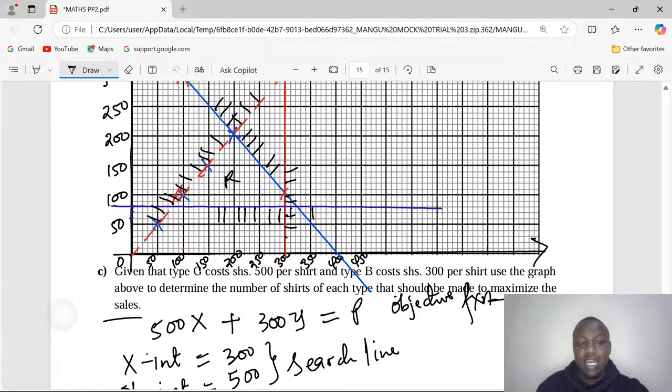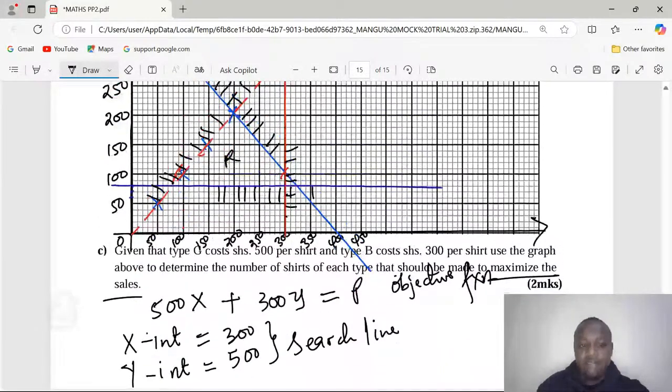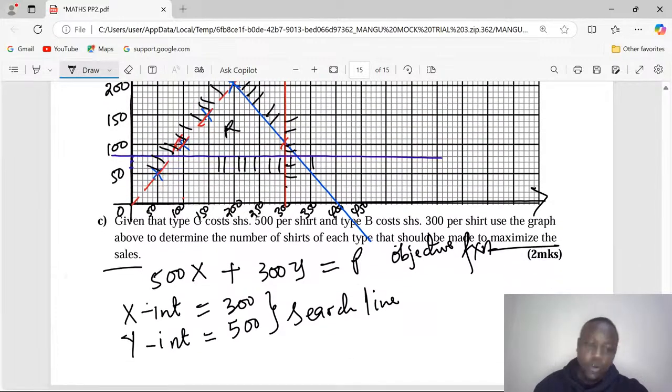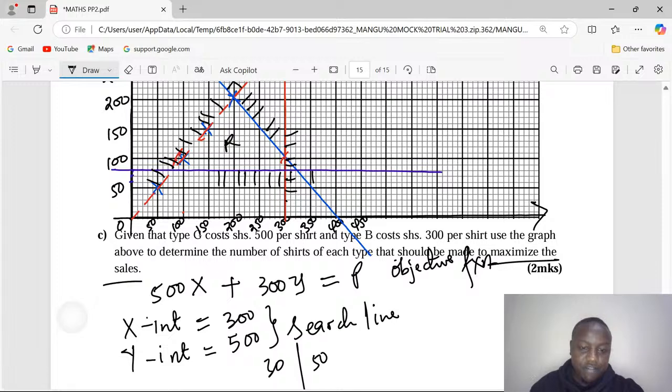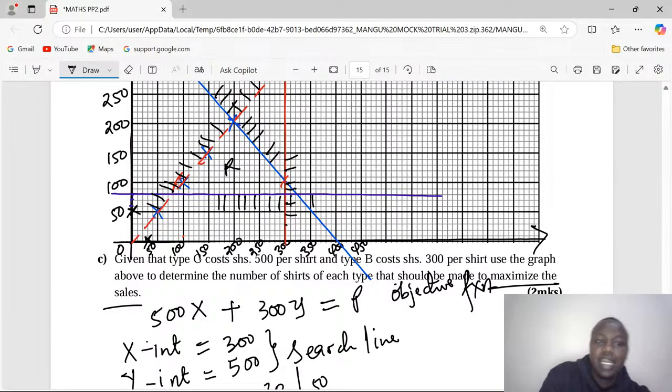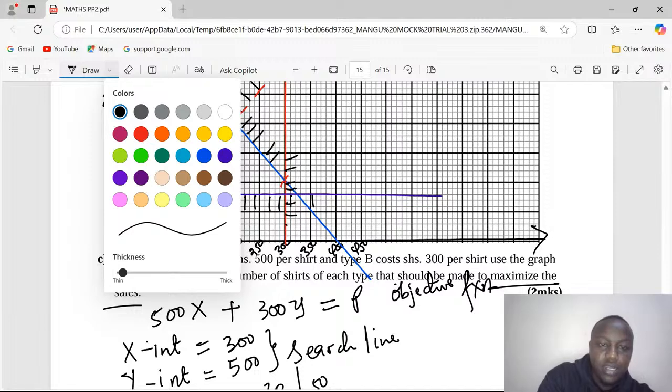Again, according to the scale which has been chosen, 500 and 300 are going to be very large values. So we can even reduce these values by dividing uniformly by a constant like 10. So we can use 30 and 50 respectively instead of 300 and 500. That means 30 is going to be found here for the x-axis, and the 50 is going to be found here for the y. Then you draw that line. We call it a search line.